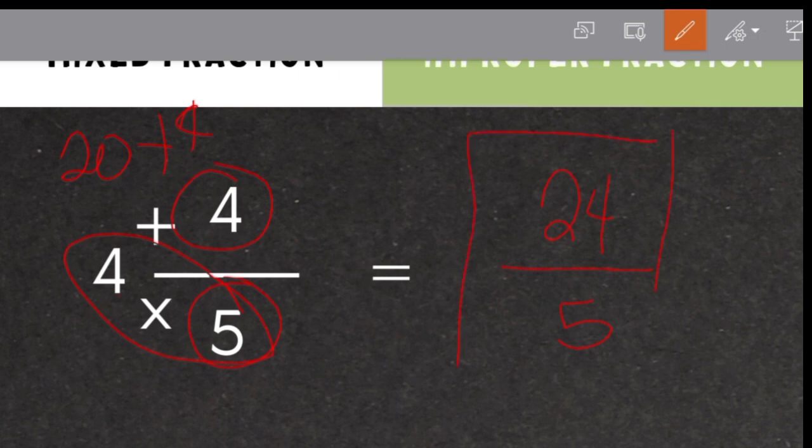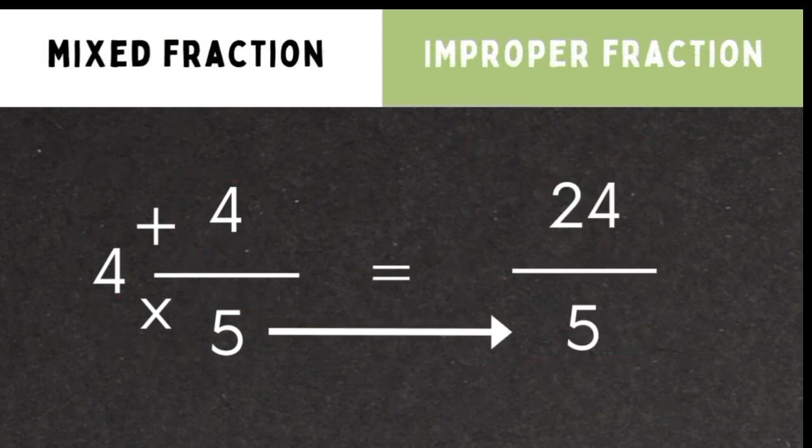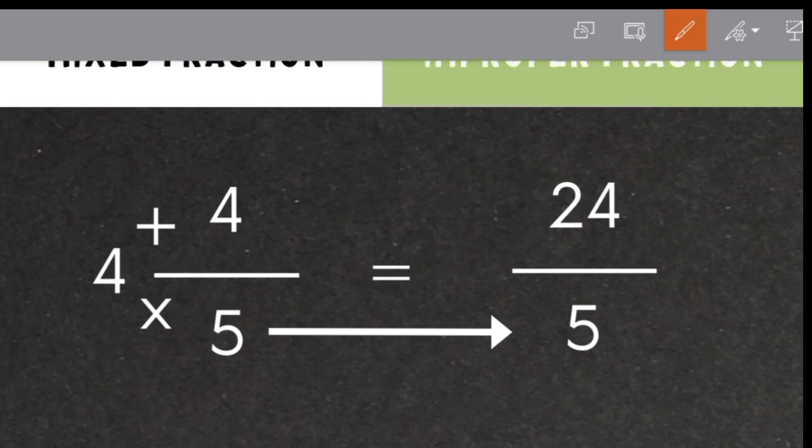So here, this will be a fraction. Here is a more clear picture. So the 5 will stay the same. Our denominator will stay the same. And you just need to multiply 5, our denominator from the mixed number, by the whole number and just add the numerator, which is like this: 20 plus 4, here 24, right? Okay.